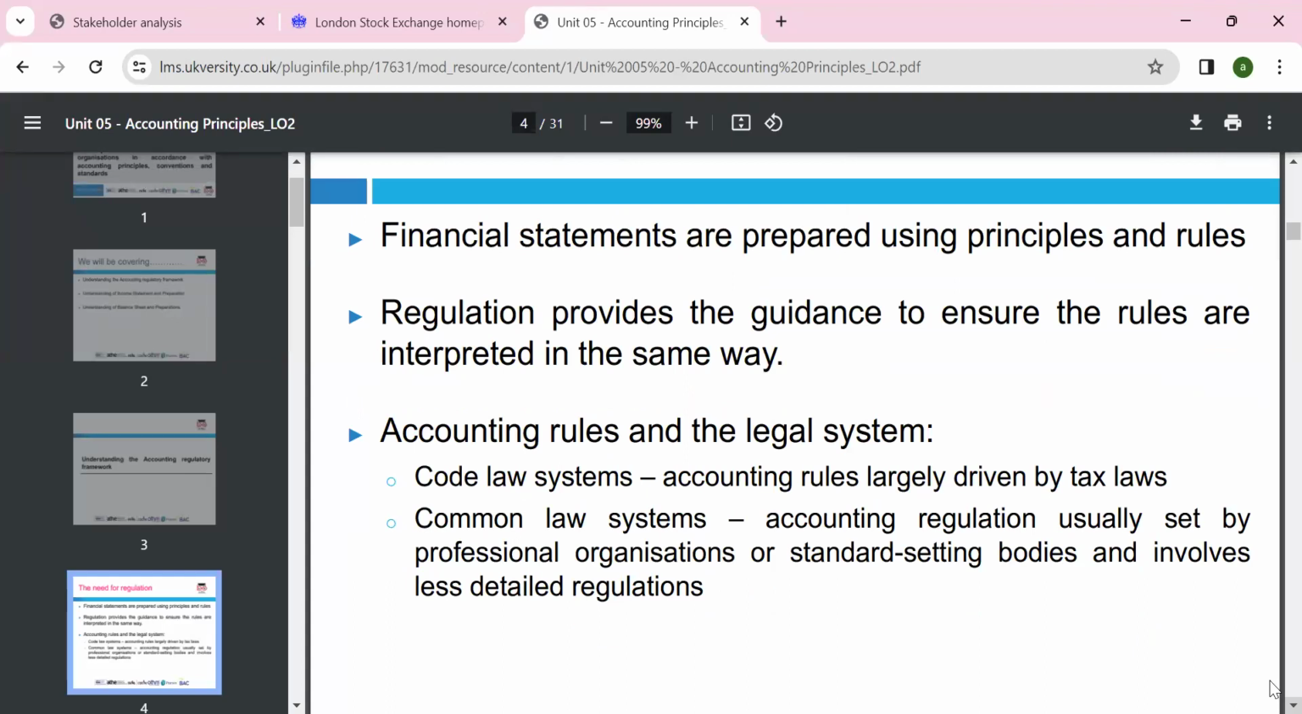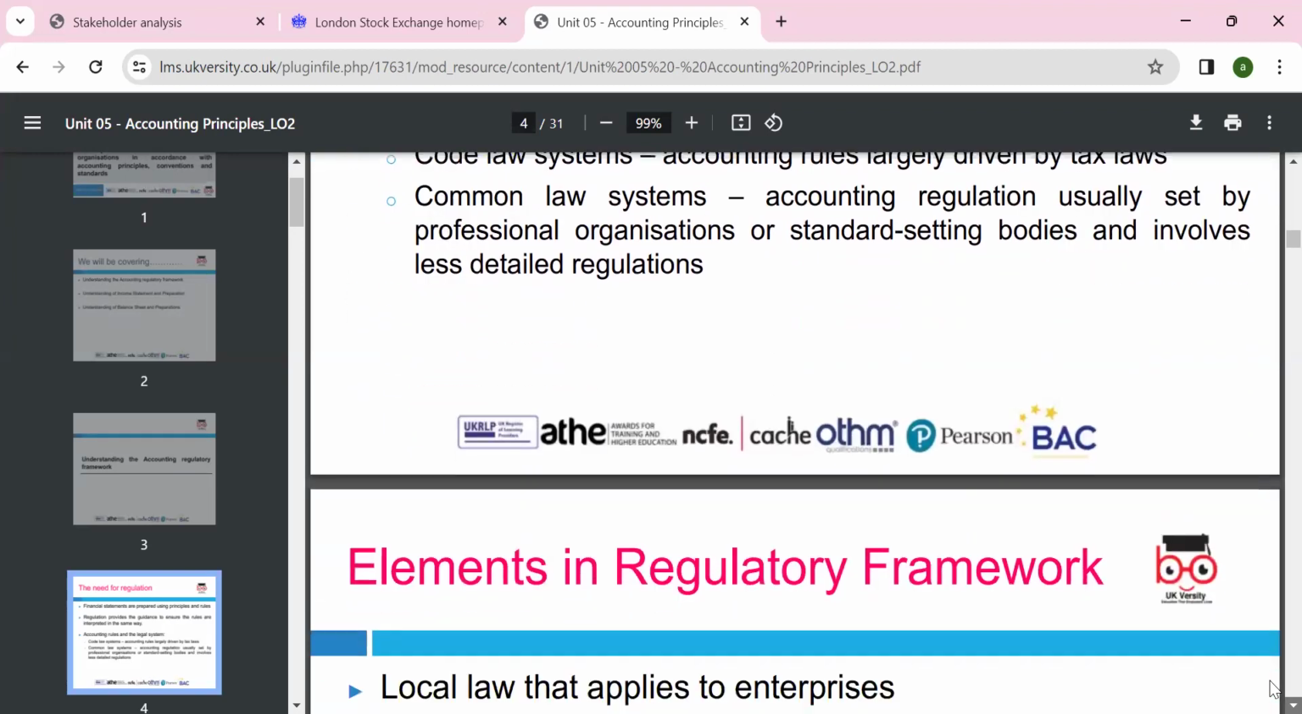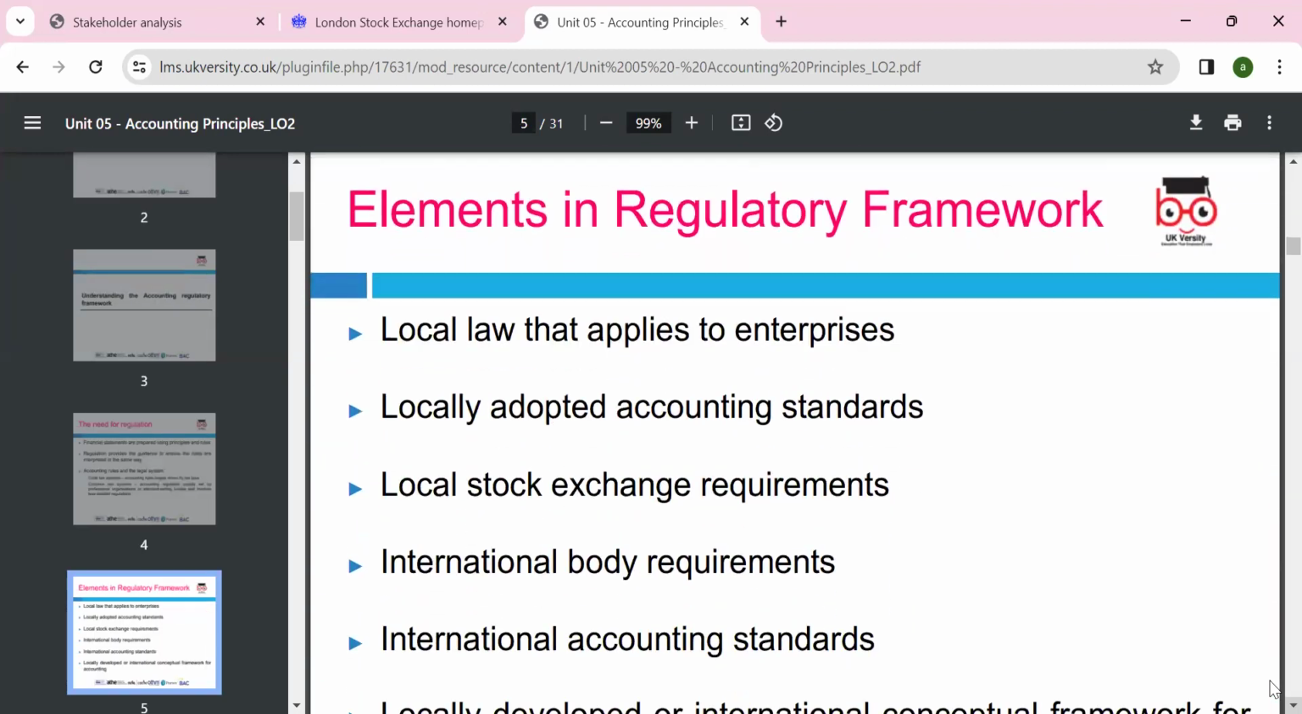Under a code law system, accounting rules are largely driven by tax law. Under a common law system, accounting regulation is usually set by professional organizations. Standard-setting bodies involve less detailed regulations. We can look at the elements of the regulatory framework: the local laws that apply to the enterprise, and the locally adopted accounting standards. We have UK standards and international ones. If we have a business throughout the world, we can follow international standards.